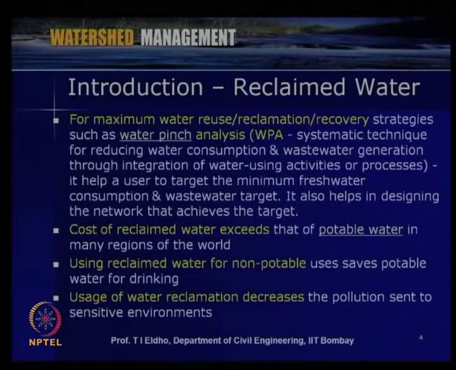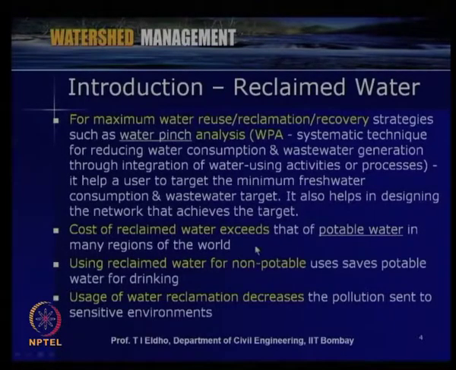So, we want to use less water as far as consumption is concerned, so that the wastewater generated will also be less, and that way we can conserve the water, and then we can choose an appropriate methodology for reclaiming or recycling or reuse.